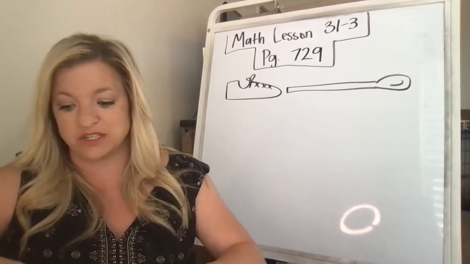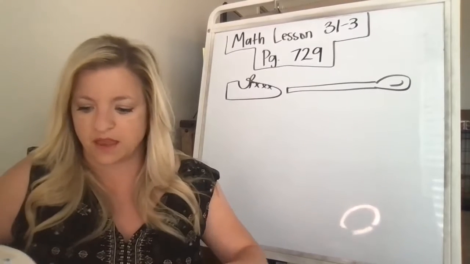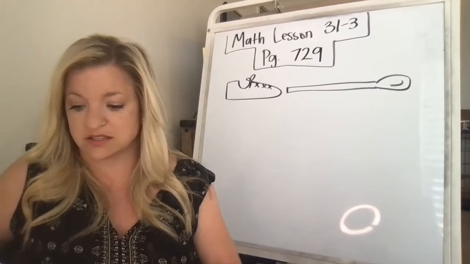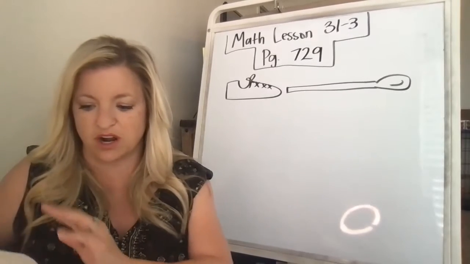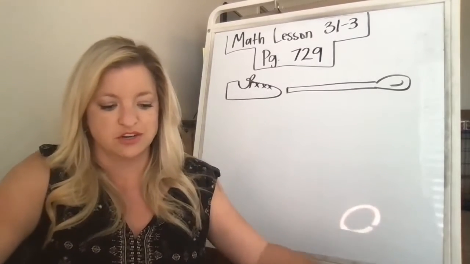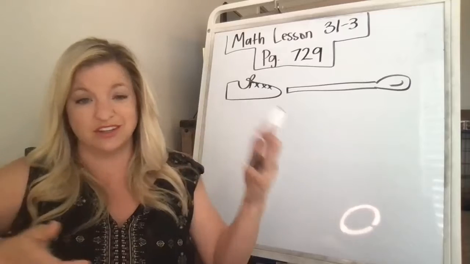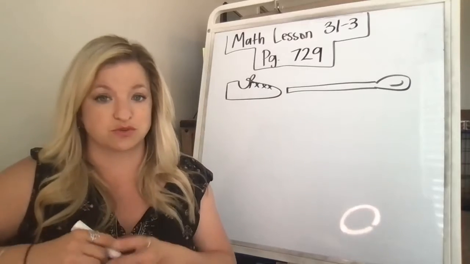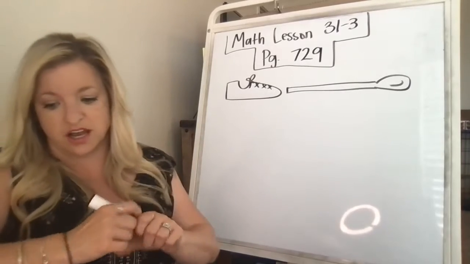So last week we did comparing lengths too, but it was more of ordering by lengths. So now we're comparing. We're saying which one's longest, which one's shortest, which one's the tallest, which one's the smallest.